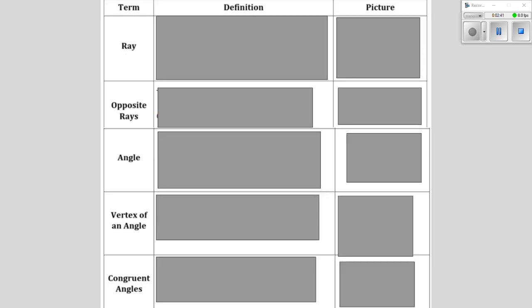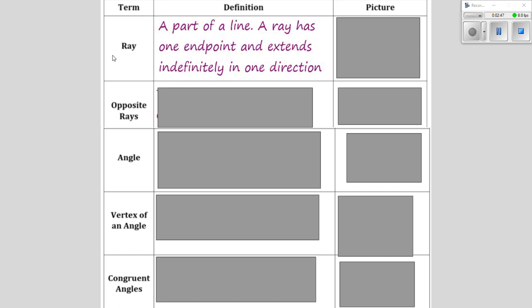A few definitions that we need to know when it comes to dealing with angles. First one, ray. The definition is a part of a line. A ray has one endpoint and extends indefinitely in one direction. And the picture shows your endpoint, and then you see a ray just going on forever and ever and ever. It's different from a segment. You've seen what a segment was. Basically, there's no arrowheads, just two endpoints.